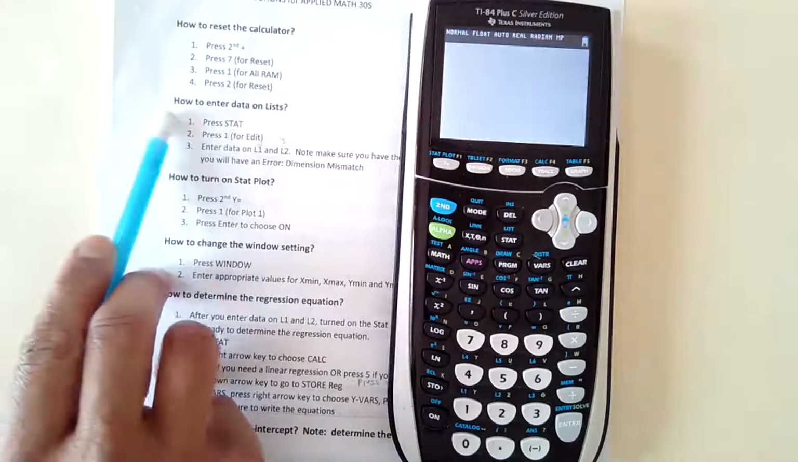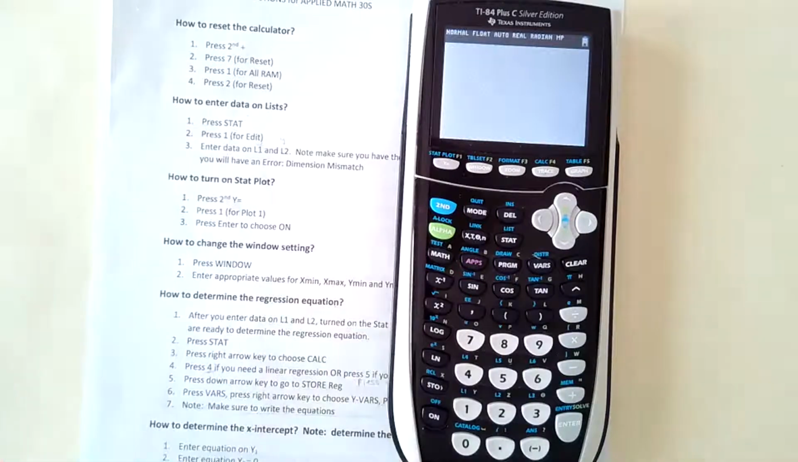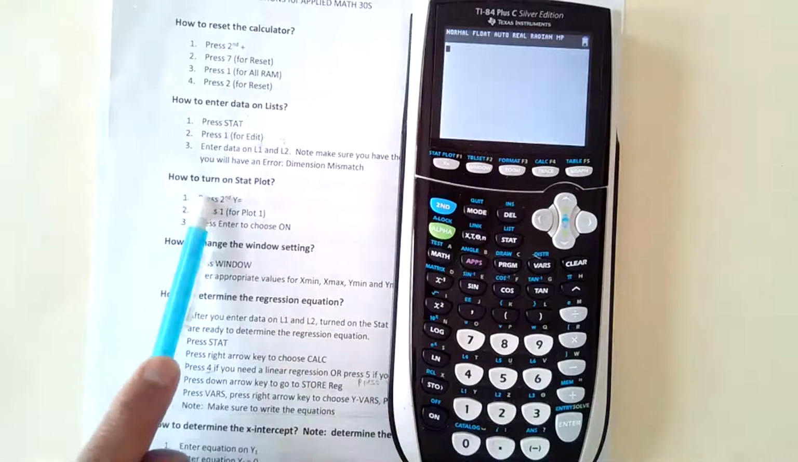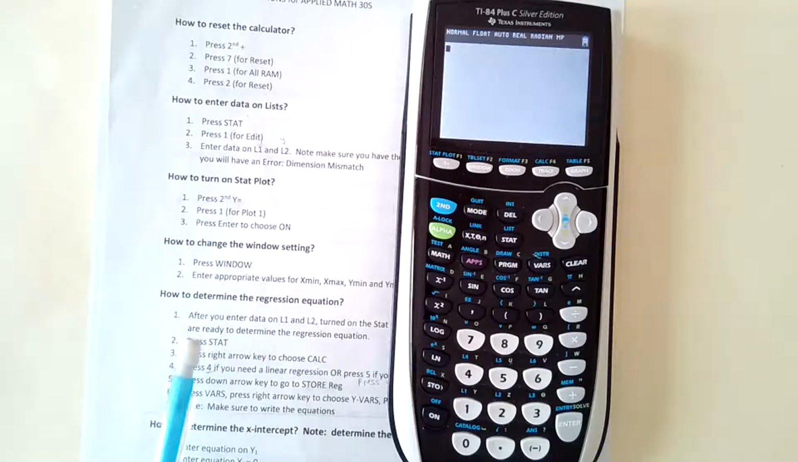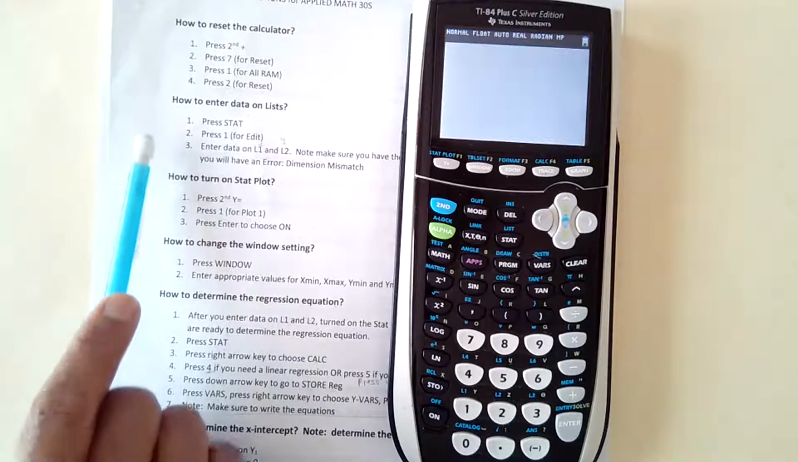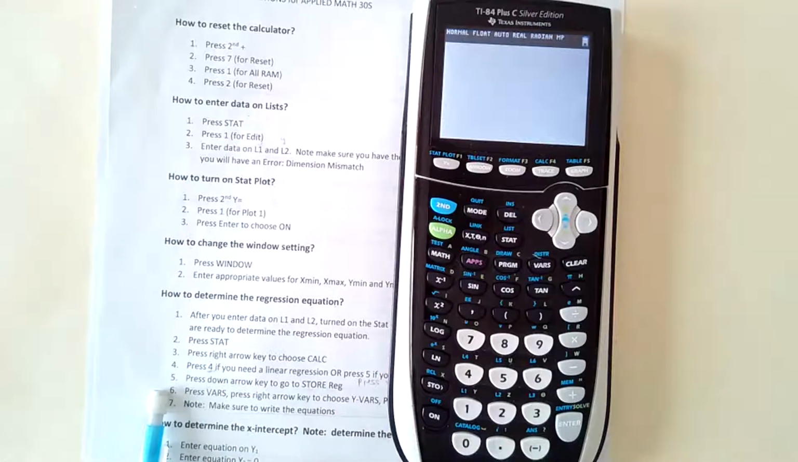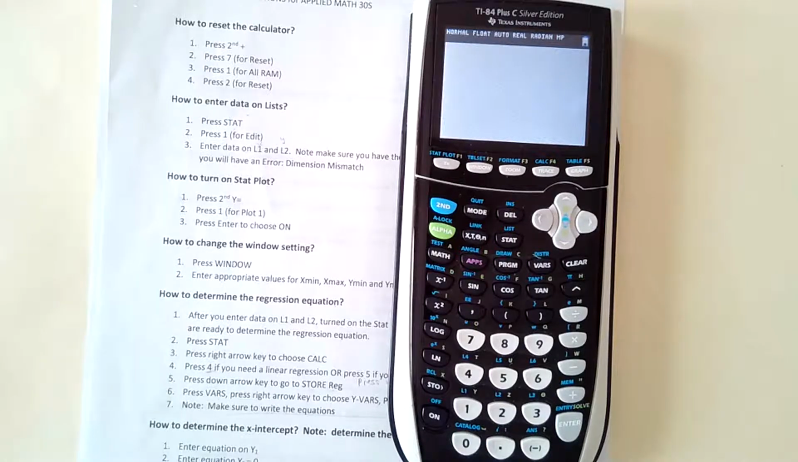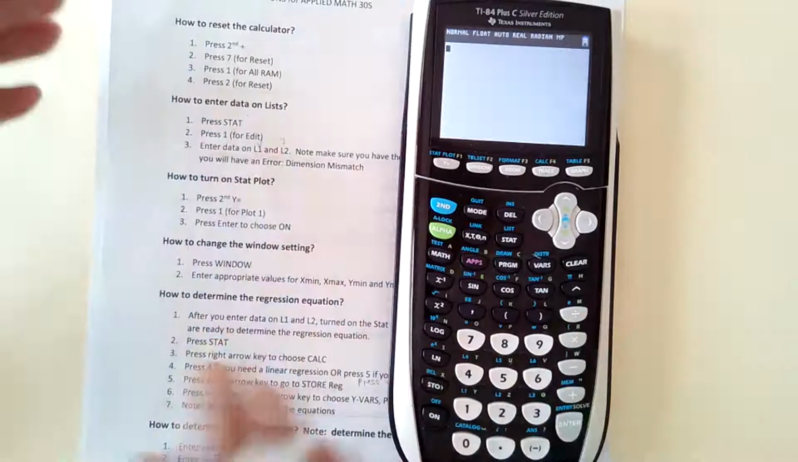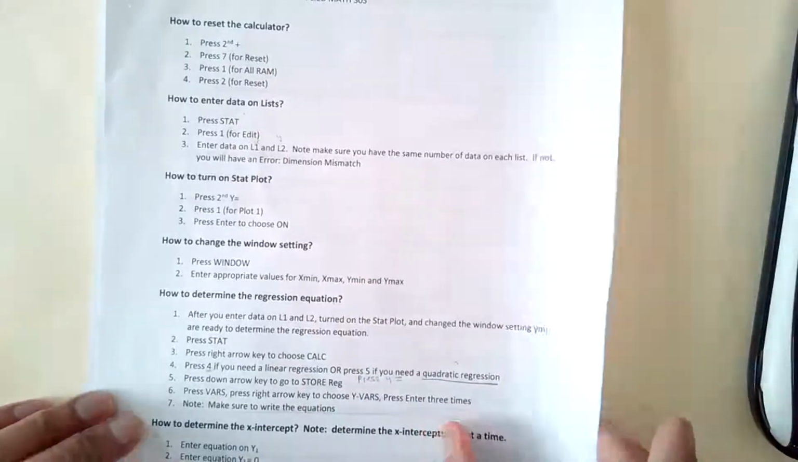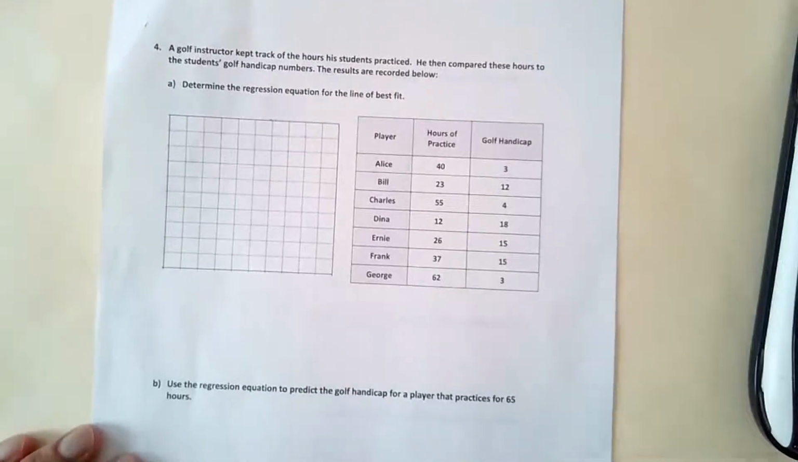The next set of instructions, how to enter data in a list, is what we'll be doing next. So whenever you want to create a scatter plot, you start from how to enter data in a list, turn on the stat plot, check your window, determine the regression equation. So these steps here, follow them to get your regression equations. These are the steps we'll be applying today to get the regression equation. So have this handy with you. Okay, so the first question we'll be looking at is question 4.